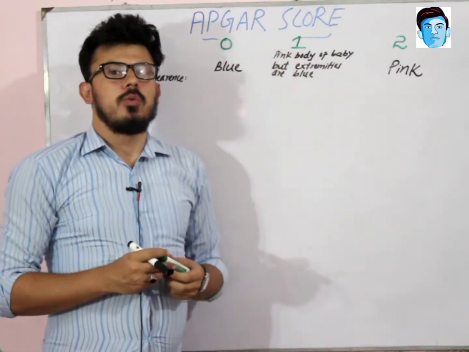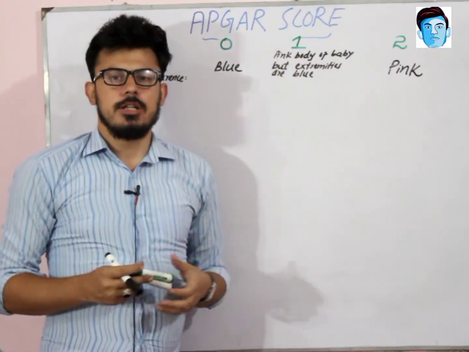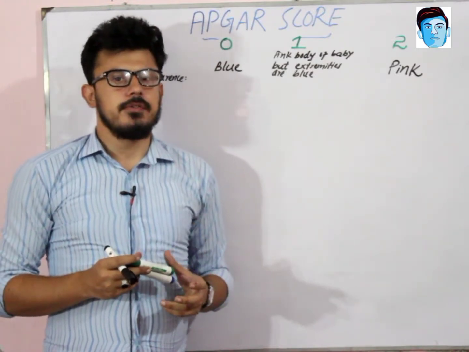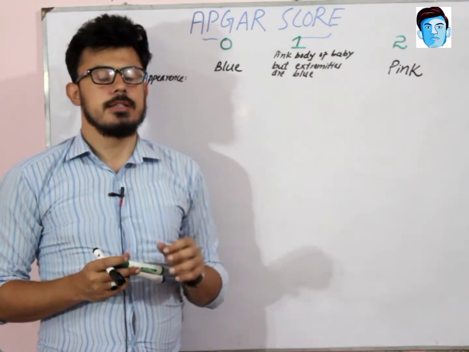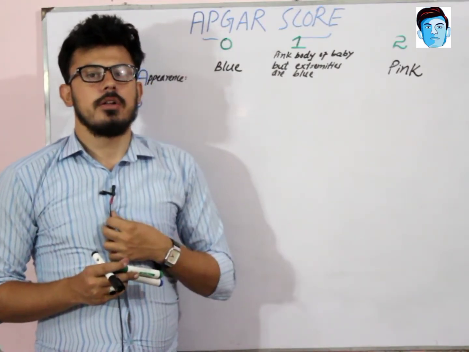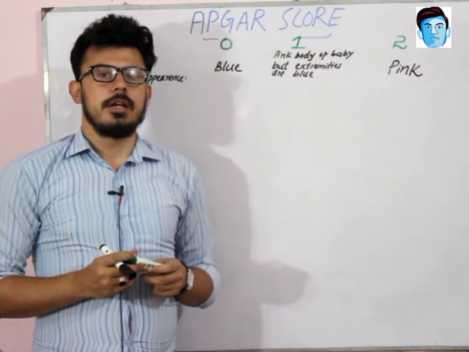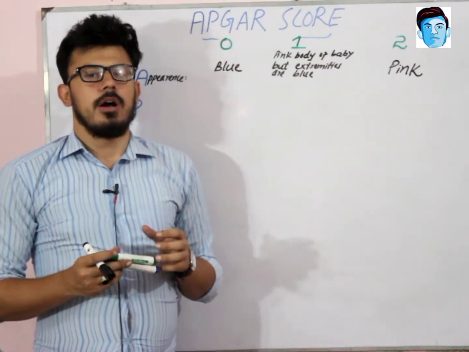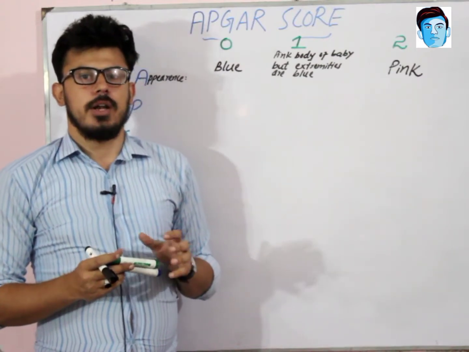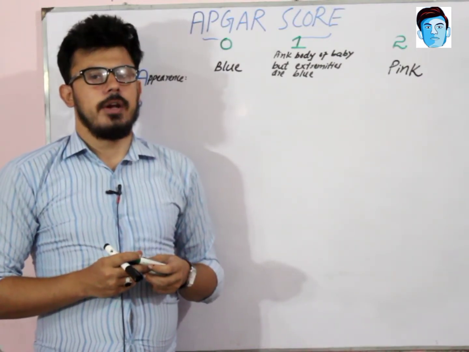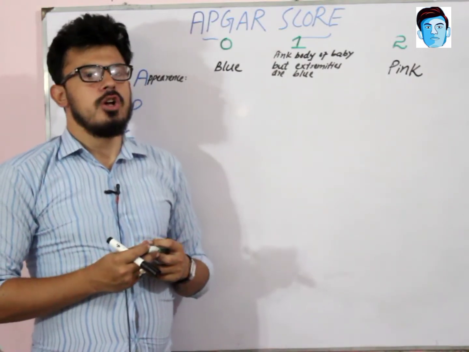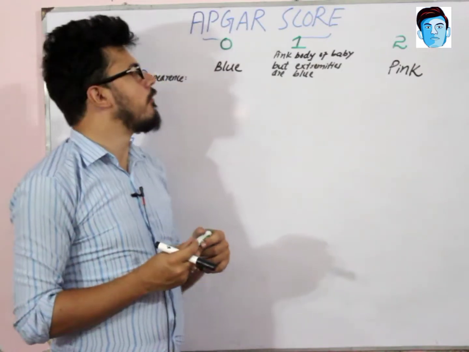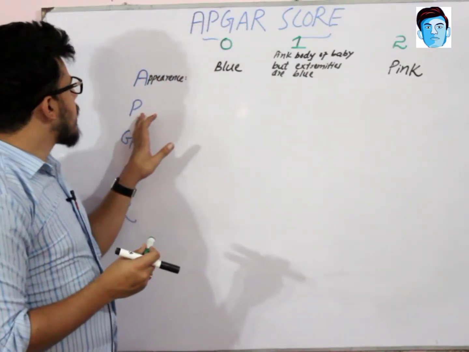And why is it so, why the body is pink and the extremities are blue? That is because of hypothermia, and that is because of the temperature difference. If a baby is in the womb of the mother, there is 37 degrees centigrade, but as soon as the child is delivered, there is an atmospheric difference, and because of that hypothermia occurs in the baby. So in that very condition there could be a case of death as well. So let's come toward the P.